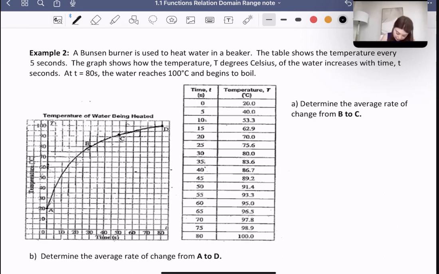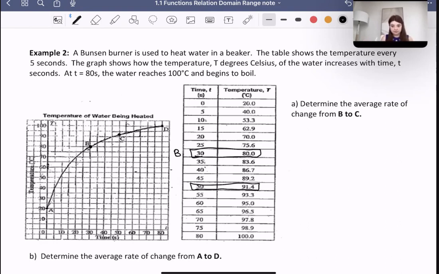Okay, so B is this point here. It's kind of hard to see on this graph, but it's (30, 80). So this point right here is B. And then C is this point here, which is (50, 91.4). So in this case, we actually have to use the table, because who would be able to tell from the graph that that's 91.4? Maybe we could estimate that it's about 91 or 92, but we're not going to get the exact value. So it's important that we have this table of values, because the graph is a little bit unclear.